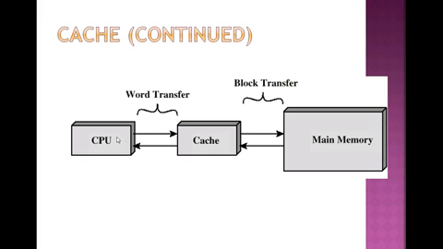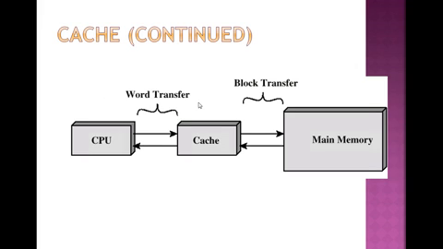So data is fetched from the CPU, and data is also going to the cache memory. This arrow represents data going from the CPU to the cache. This arrow represents data coming from the cache to the CPU. In the same way, data goes from the cache to the main memory, and data comes from the main memory to the cache. And between the CPU and the cache memory, there is a word transfer.